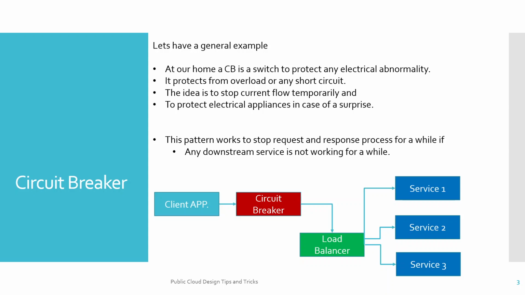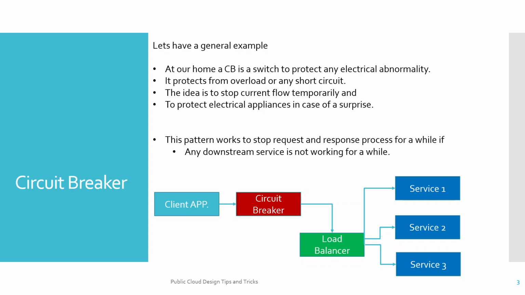is a circuit breaker. So let's take a general example from our day-to-day life at our home. A circuit breaker is always a switch to protect against any electrical abnormality. It protects from overload or any short circuit scenario. The idea is to stop current flow temporarily and to protect electrical appliances in case of a surprise or in case of a failure.